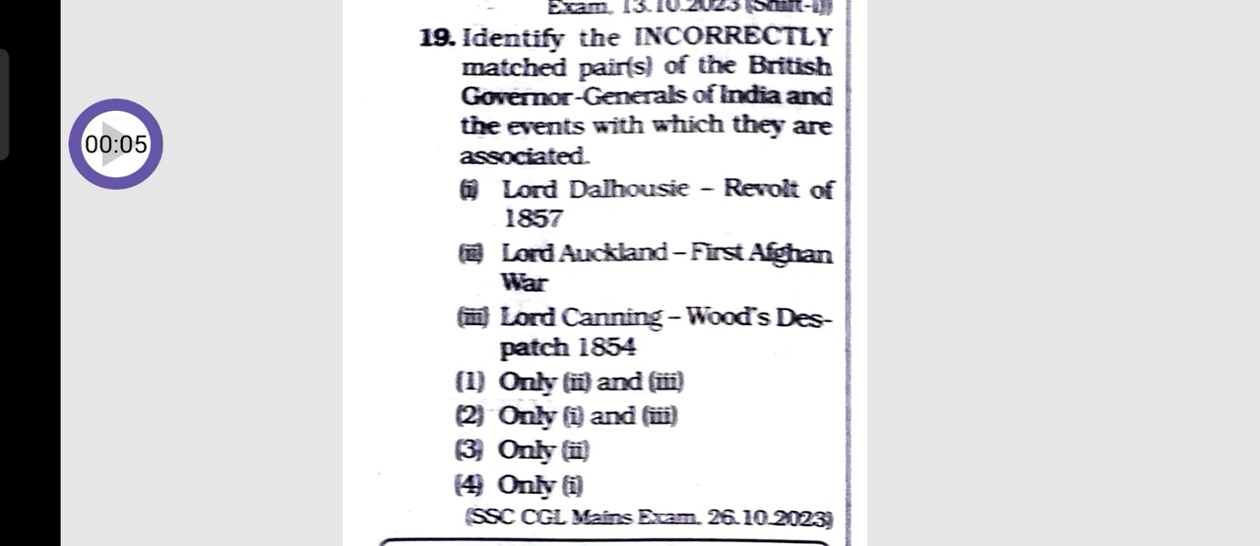Question number 19. Identify the incorrectly matched pair of the British Governor Generals of India and the events with which they are associated. 1. Lord Dalhousie, Revolt of 1857. 2. Lord Auckland, First Afghan War. 3. Lord Canning, Wood's Dispatch 1854. So option 1, only 2 and 3; option 2, only 1 and 3; option 3, only 2; option 4, only 1.